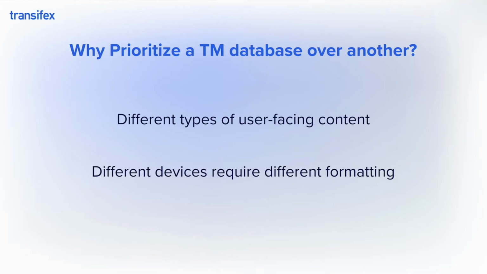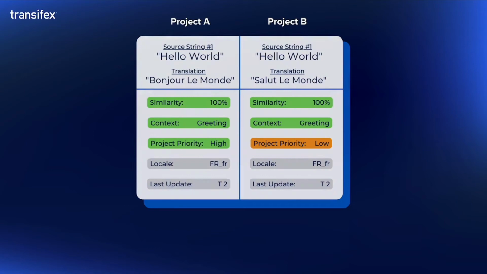Now, let's take a look at a simple example in this table. We've got two projects, A and B. We can see the same source string in both columns, Hello World. You can also see the two translations made by different translators. For whatever reason, we prioritized the Project A translation memory over Project B in our settings. Therefore, when a source string matches Hello World, Transifex will suggest or autofill, if you have that enabled, Project A's translation by going through the following hierarchy.